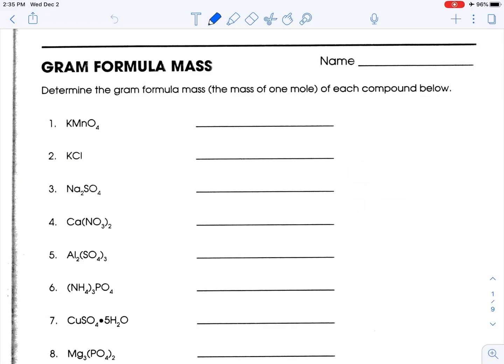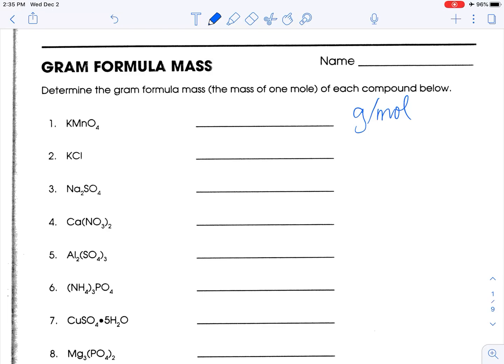Okay, so this is the worksheet page. This is gram formula mass. You are going to need a calculator and a reference table. Don't forget that the GFM is always going to have units of grams per mole, and so that can go all the way down. You're going to round your masses to whole numbers. If you have a subscript, you're going to multiply your element's mass by that subscript.